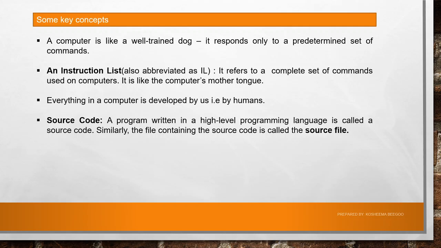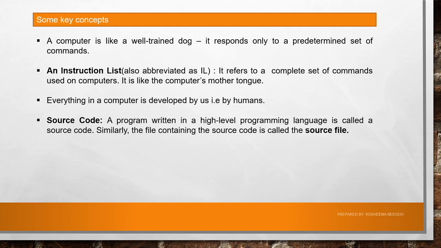So that's why there is software in it. There are applications in it. Those applications have been programmed to work in a certain way. So then the computer is going to act in a certain way. It has an instruction list, that is a set of commands that will be used inside. It's like the computer's mother tongue. How it's going to behave, what it has to do, if someone does an input, what is it supposed to do? All this has been defined in an instruction list, also abbreviated as IL. Who develops everything? Everything has been developed by humans.